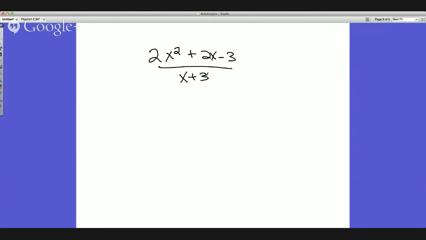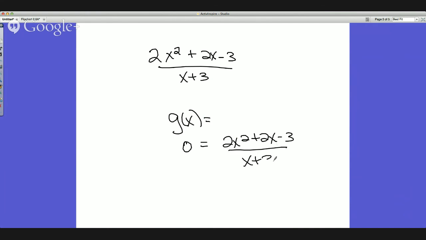Coach, for number 8, did you do the x-intercept? Yeah, x-intercept, if we were to do that, we plug 0 in for g of x. So it'd be 0 equals 2x squared plus 2x minus 3 all over x plus 3. Do I care about the bottom? No.